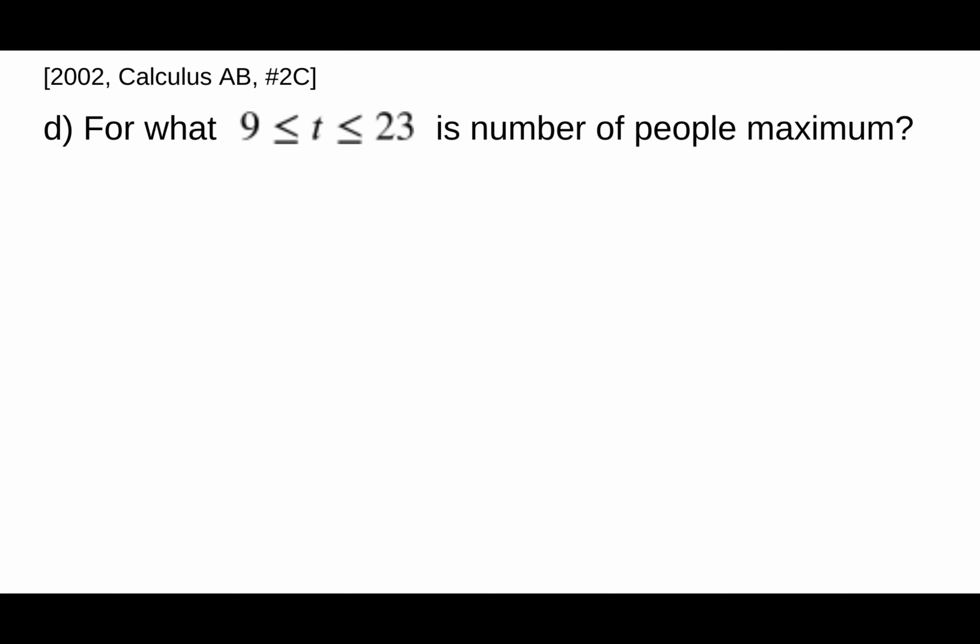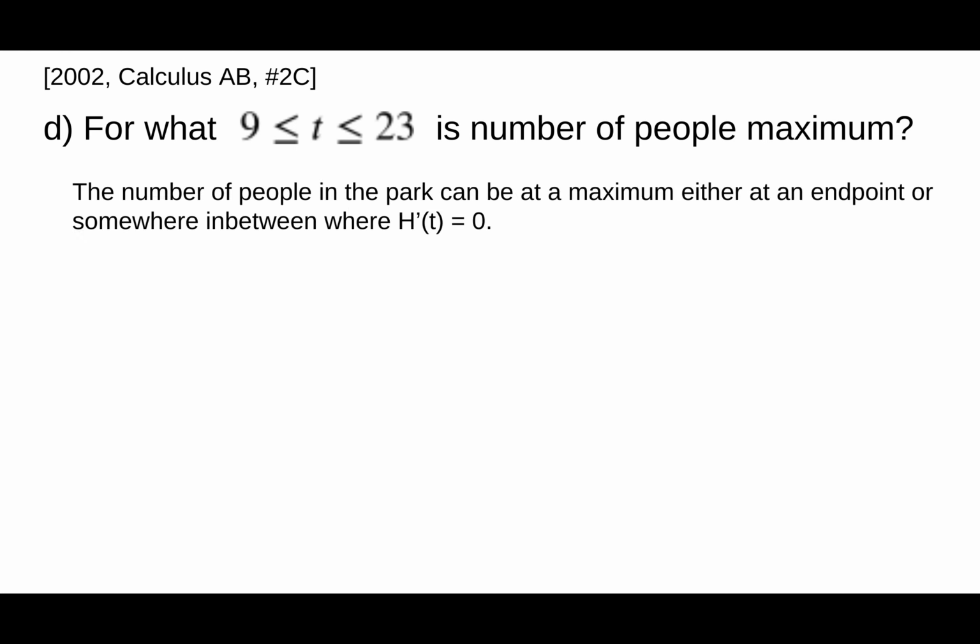For what value of t between 9 and 23 is the number of people in the park maximum? All right, so either this is going to occur at an endpoint, or it's going to occur somewhere between the two endpoints where h prime of t is equal to 0. So h of 9 would just be the integral from 9 to 9 of E of x minus L of x dx. Well, that should just be 0, which would make sense. The instant the park opens, there should not be any customers in there. H of 23 is going to be the integral from 9 to 23 of E of x minus L of x dx, which is like 1.014 apparently.